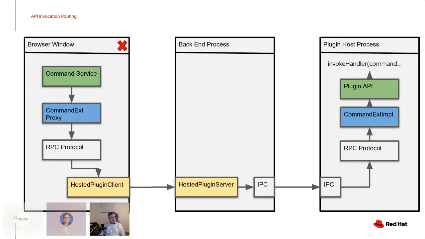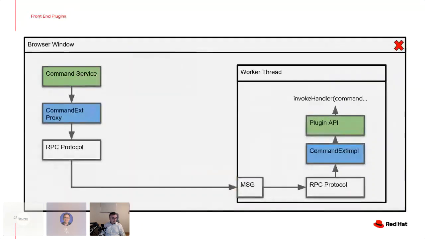We can run the plugin host process in a separate Node.js process, but we can just as well run the plugin host process in a worker thread inside the browser. And this is what we call a front-end plugin, right? That's something that never goes to the backend. It all remains in the browser. And it looks very similar in that we also have the same command X service, command main service, and we use the RPC protocol, but instead of routing the whole thing to the backend through to the plugin host service, we just use the worker thread message passing interface to send messages to and from the plugin API.